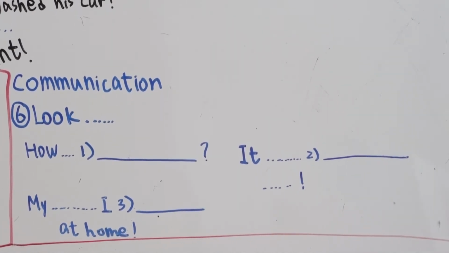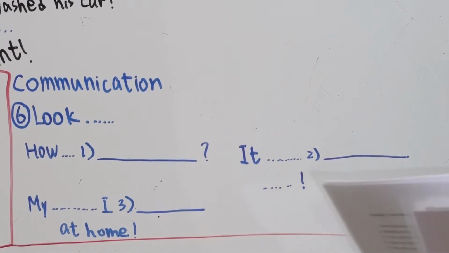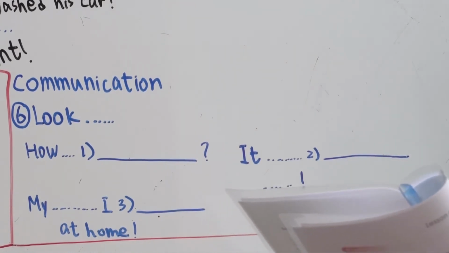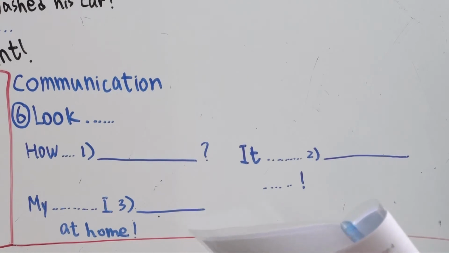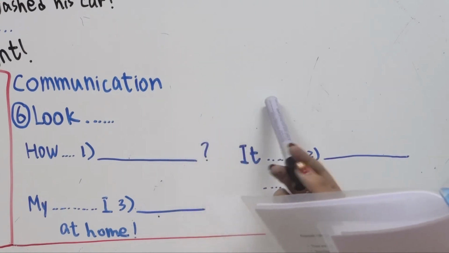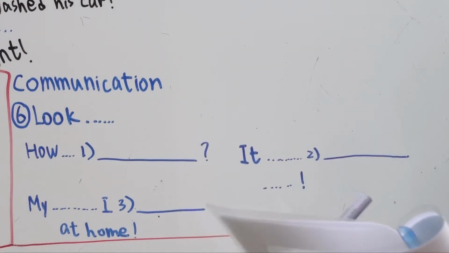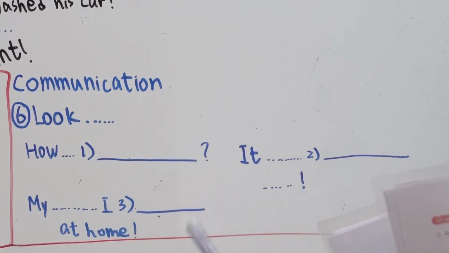Alright? So here you have to look, read, and fill in visited, weekend, and stayed in the correct blanks 1, 2, 3. So you do it by yourself. Okay, let's see how good your communication skills are. Your time starts now.